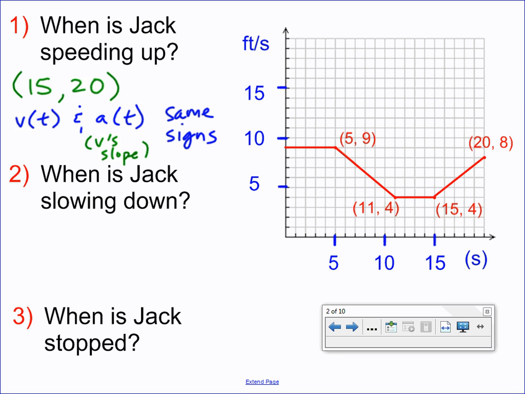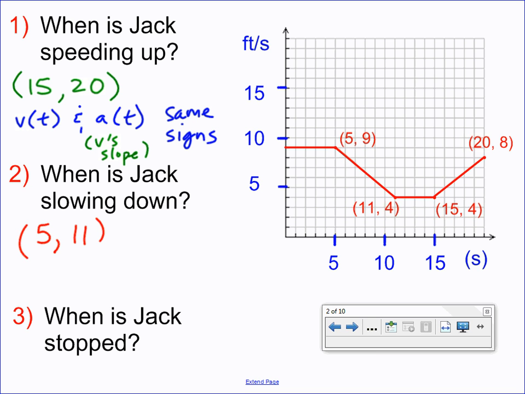When is Jack slowing down, right? So when is Jack slowing down? Well, we need velocity and acceleration to be the opposite signs. And so we're talking about positive velocity with negative acceleration. And if acceleration is the slope of velocity, we're looking for negative slope velocity but positive velocity value. So where that looks like only one interval again, 5 to 11, is that right? So 5 to 11.